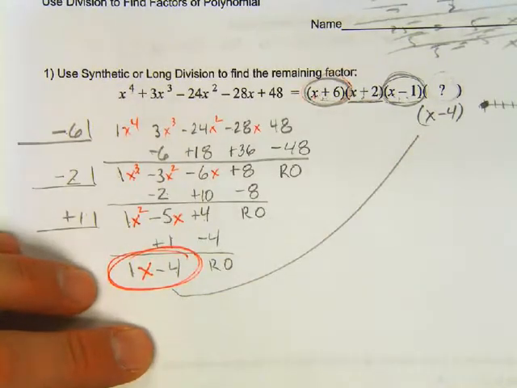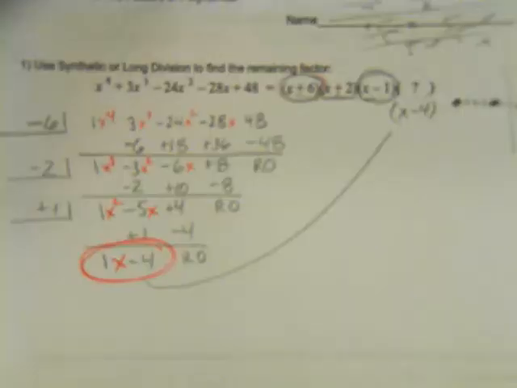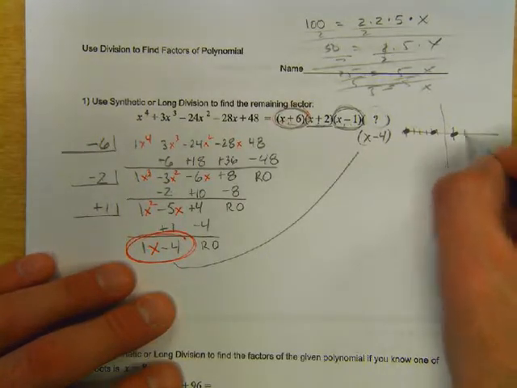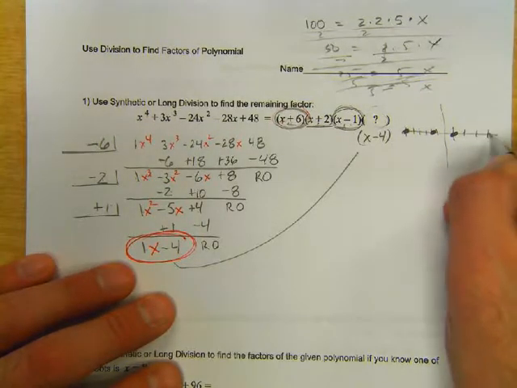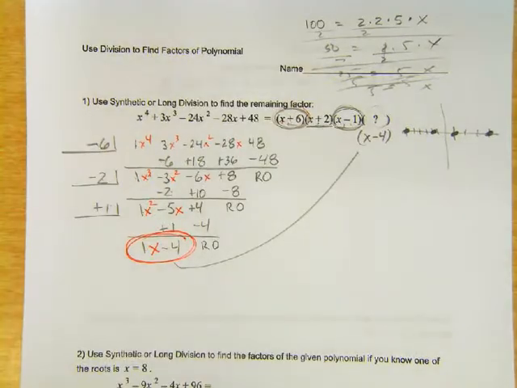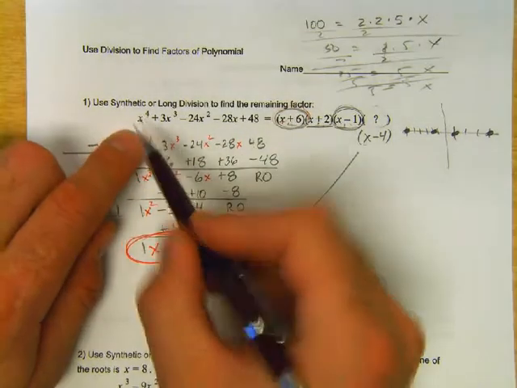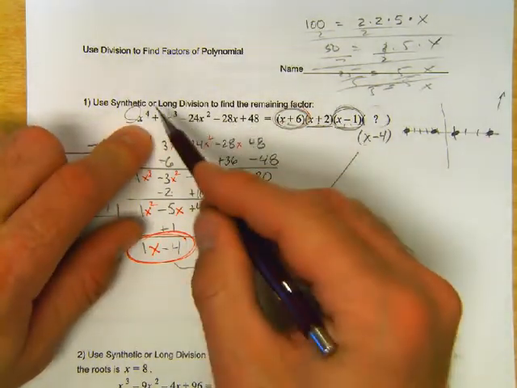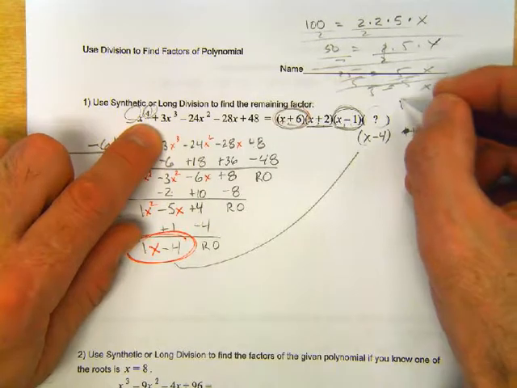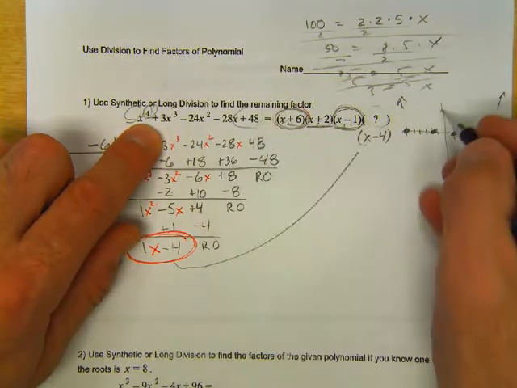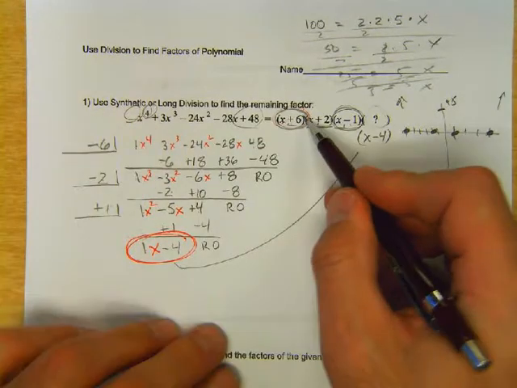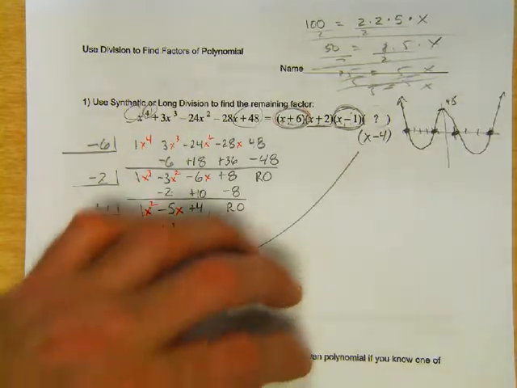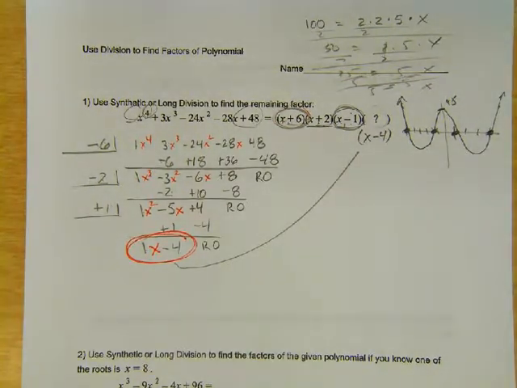X minus 4. Oh, here, I've been graphing these and you can't see them. I'm sorry. So if this is x minus 4, where does it cross the x-axis? Positive 4, right like that. And we know the lead coefficient is positive, so the right side is up. The degree is even, so the left side is the same. Cross is at positive 48. All the multiplicities are 1. So there it is.